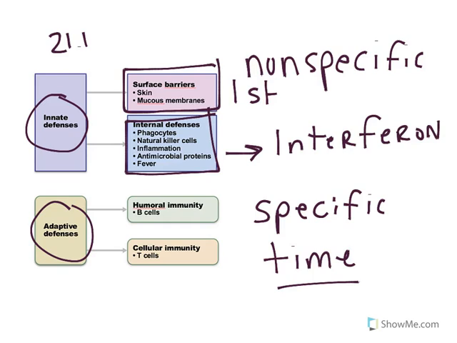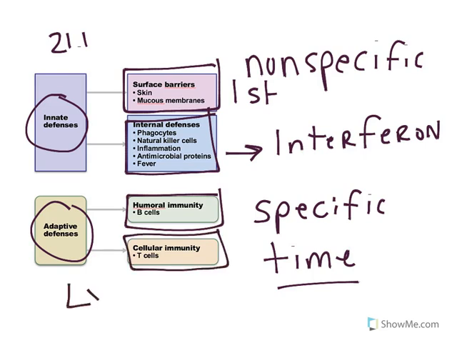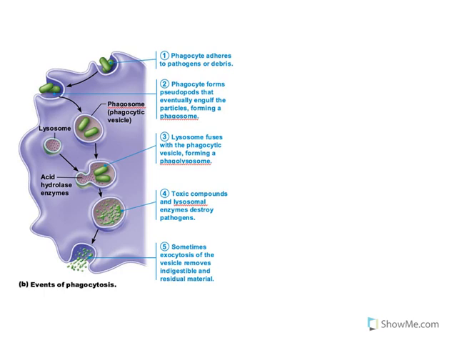and then fever. For the adaptive immune system, you might have heard of these types of cells. We have T cells and B cells. If we recall from our study of the white blood cells, these two cells are lymphocytes. So in the secondary line of defense, we have phagocytes.